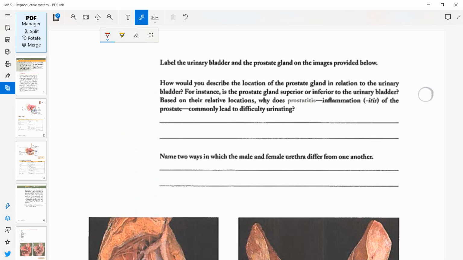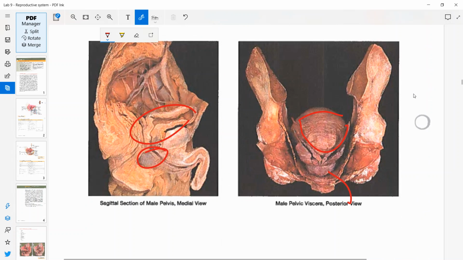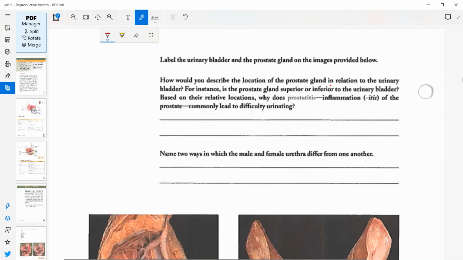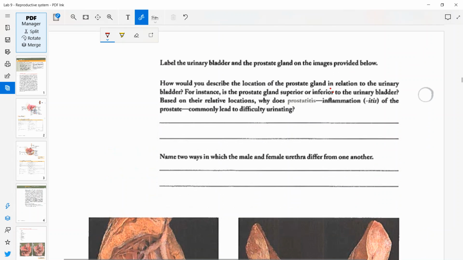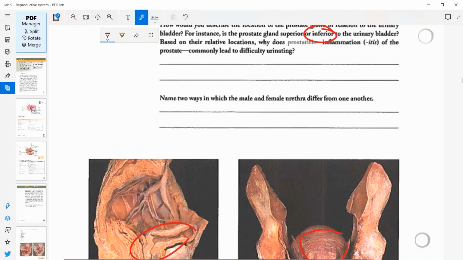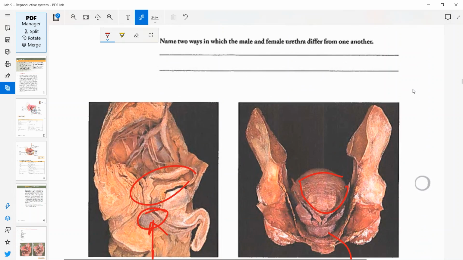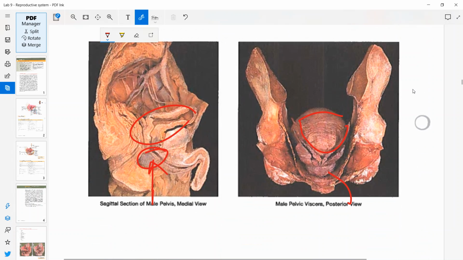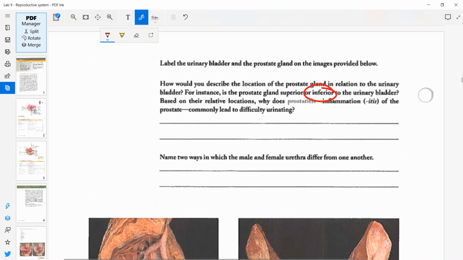Location of the prostate gland in relation to the urinary bladder. So if you look at this here, prostate gland is quite obviously inferior to the urinary bladder. Prostatitis, inflammation of prostate, leads to swelling of the prostate, and swollen prostate blocks urethra that I just pointed at with an arrow. That explains why it's difficult to urinate in prostatitis.